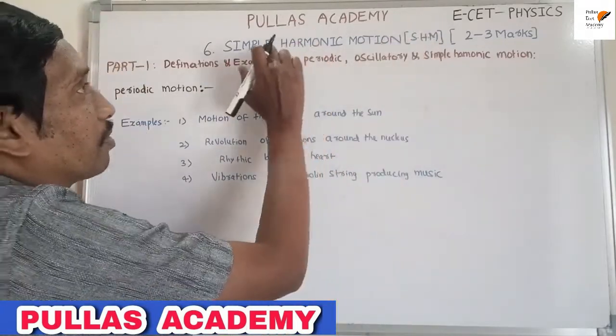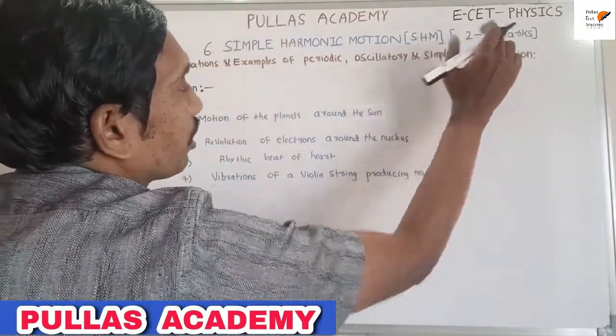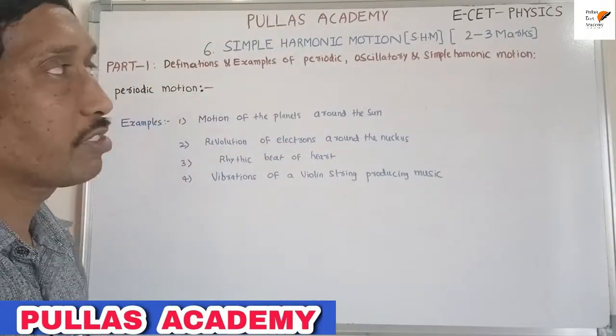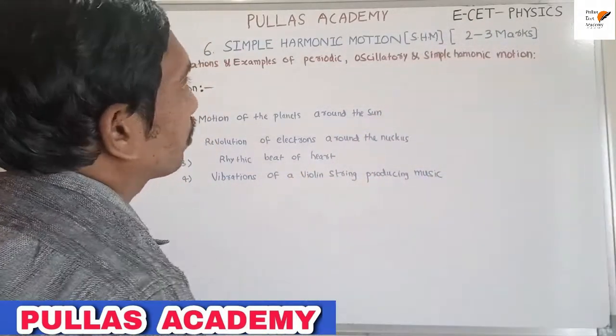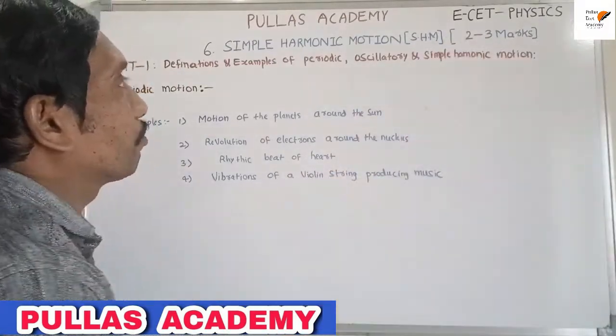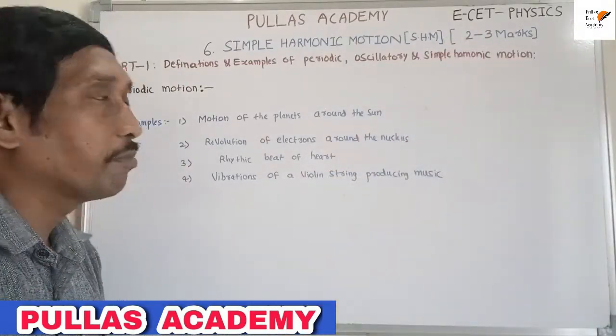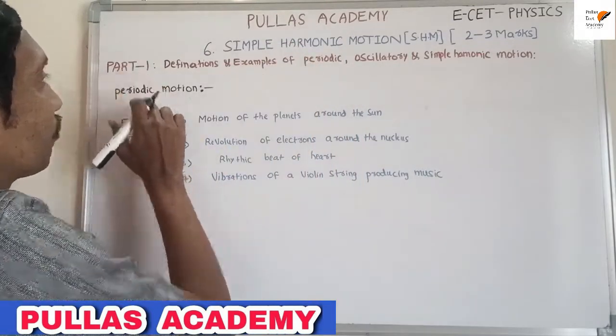The blueprint of this lesson is 2 to 3 marks. So we have to expect 2 to 3 questions from simple harmonic motion. Sometimes 2 questions are repeated, sometimes 3 questions are also repeated. That's why you have to understand 2 to 3 questions is the blueprint of simple harmonic motion. Okay, now in this chapter we will discuss part 1 video.